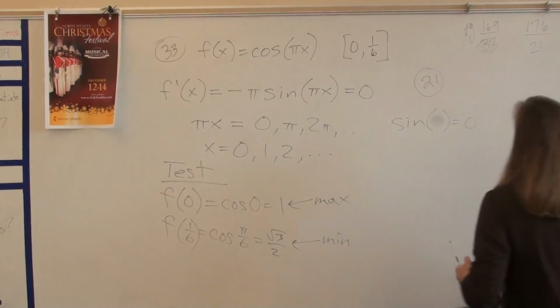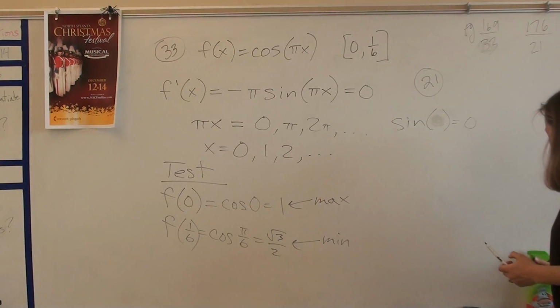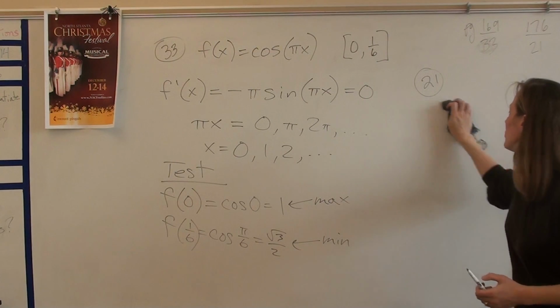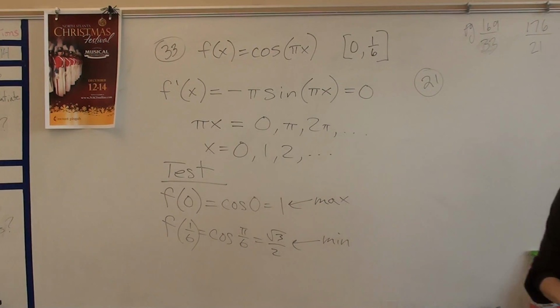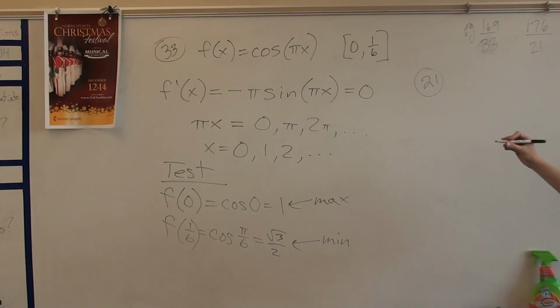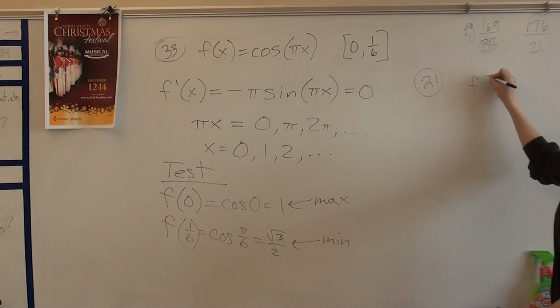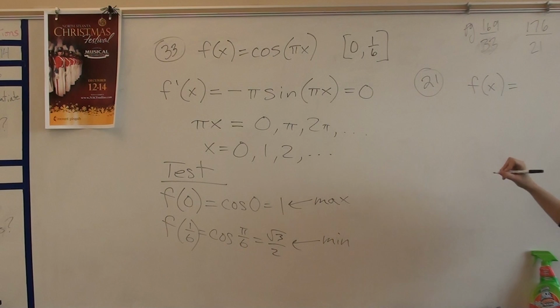All right. So now we're in the next section, section 3.2, number 21. It is a Rolle's theorem question, and it said f of x equals 6x over pi, so I'm going to write 6 over pi times x, minus 4 sine squared x on the interval from 0 to pi over 6.